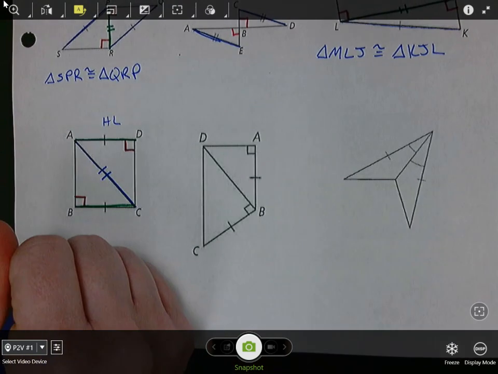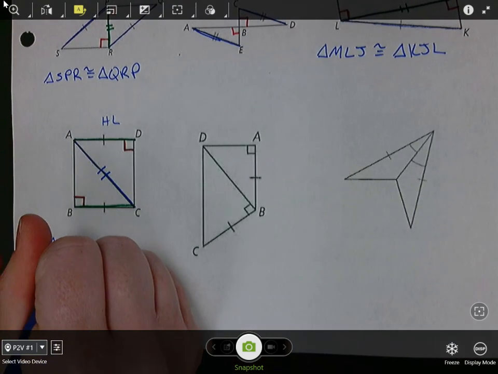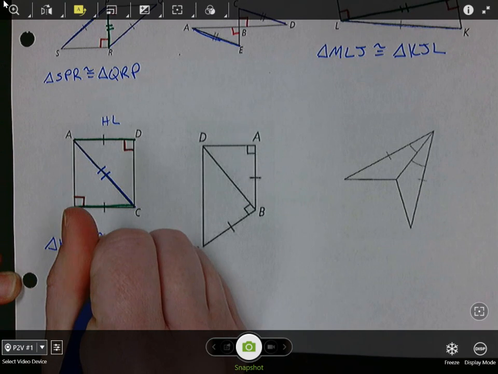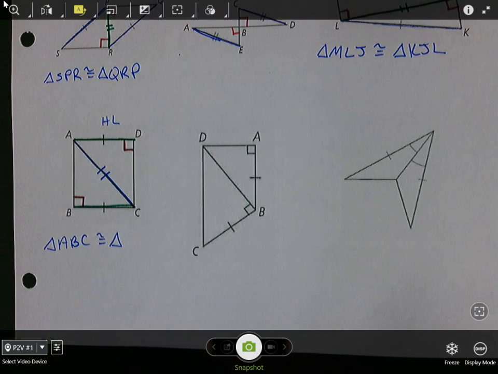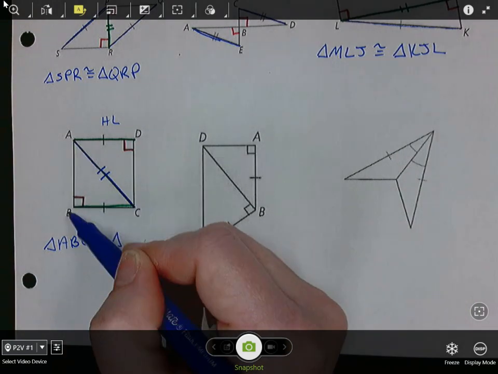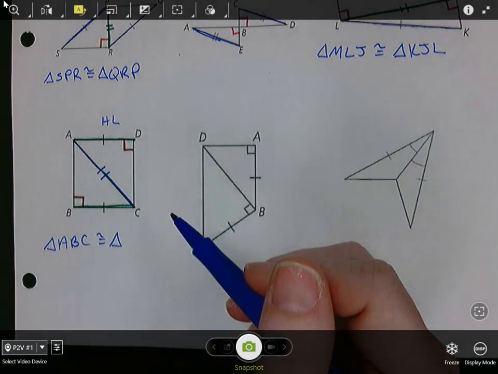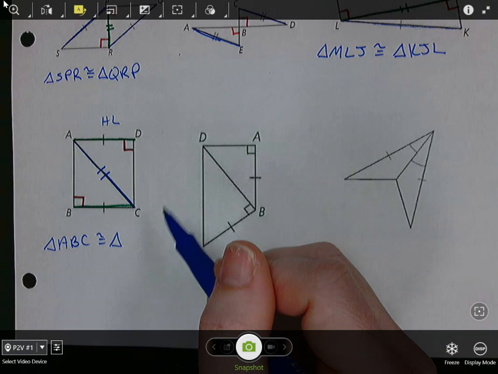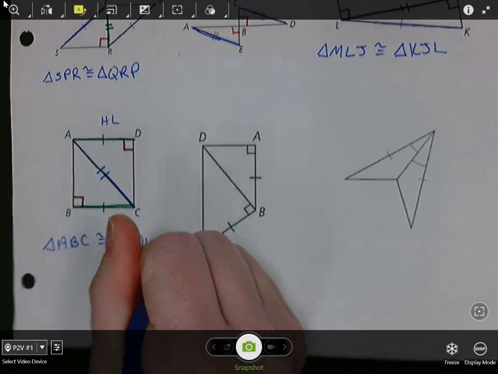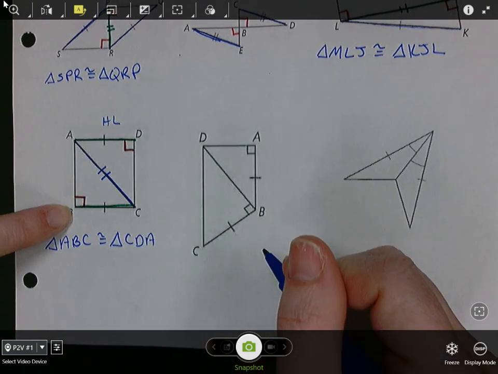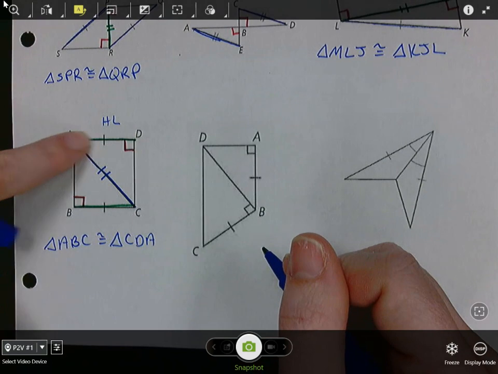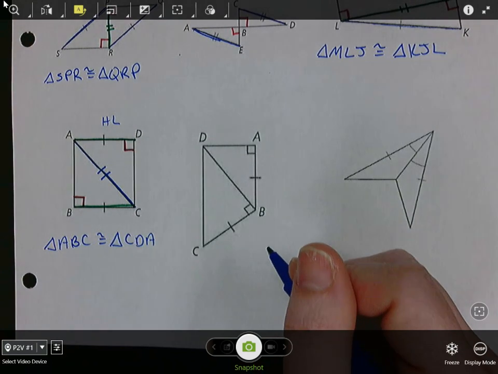Okay, and then I'm going to put triangle ABC is congruent to triangle. Okay, Brett, what order would I put the other one in if I put this one in ABC? BDA. Perfect. Because I went nothing and then green, so I'd have to go nothing and then green, so CDA. Perfect.